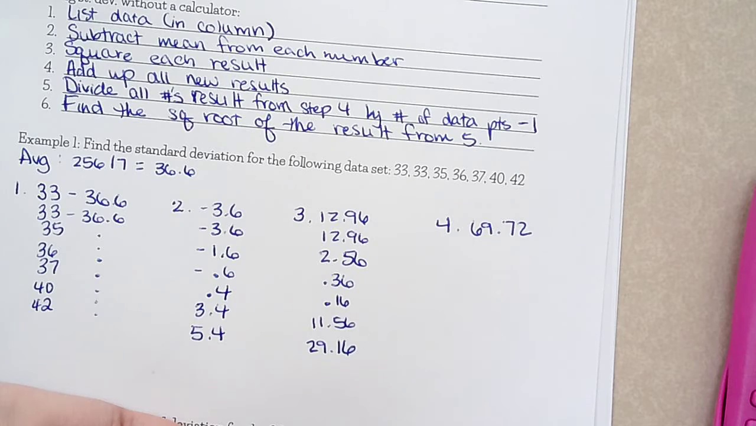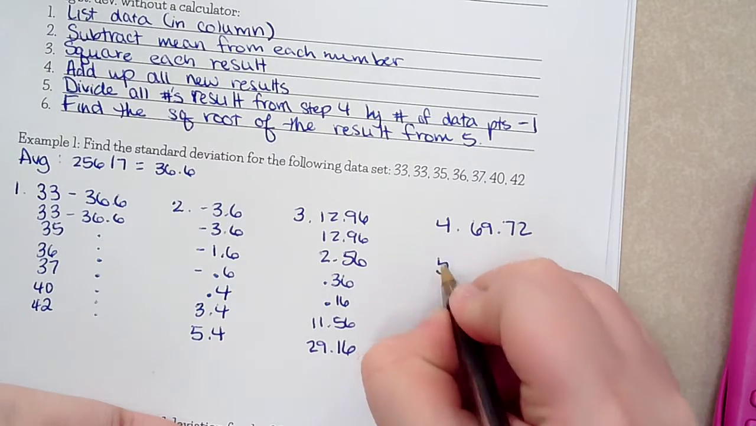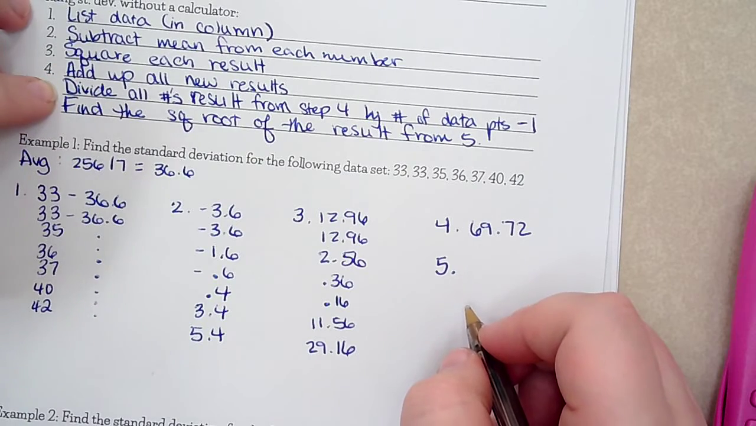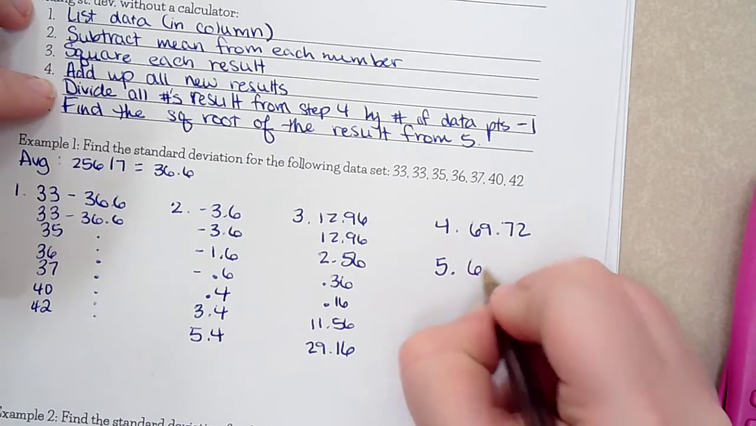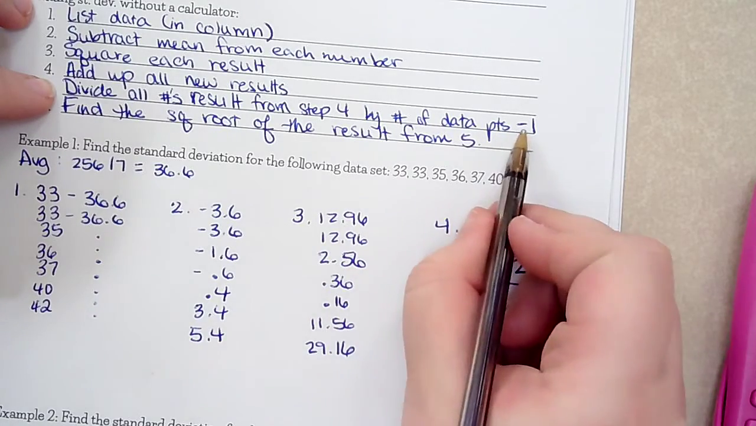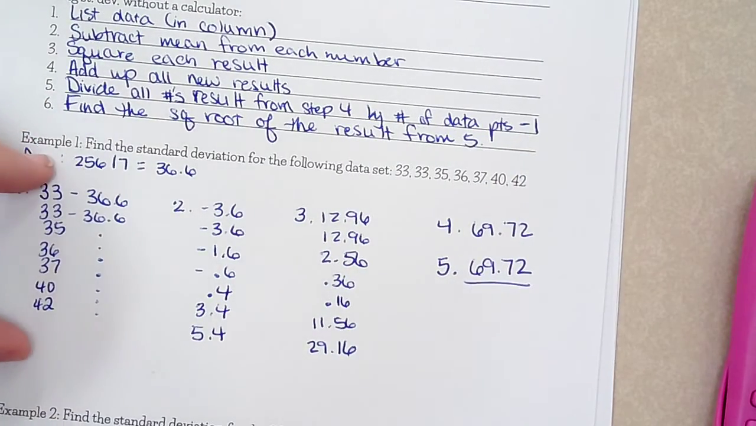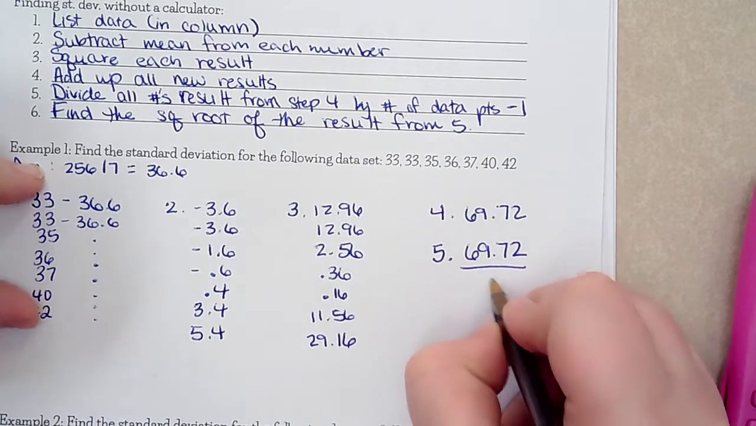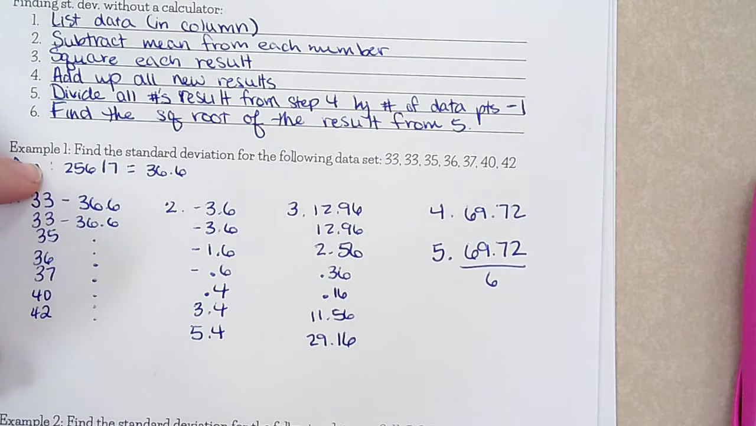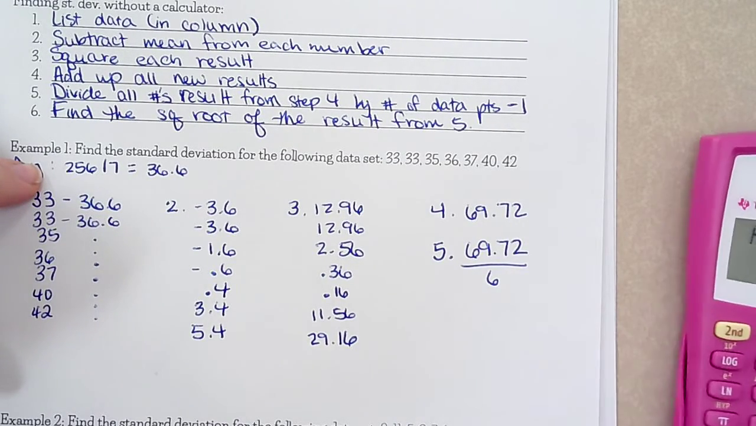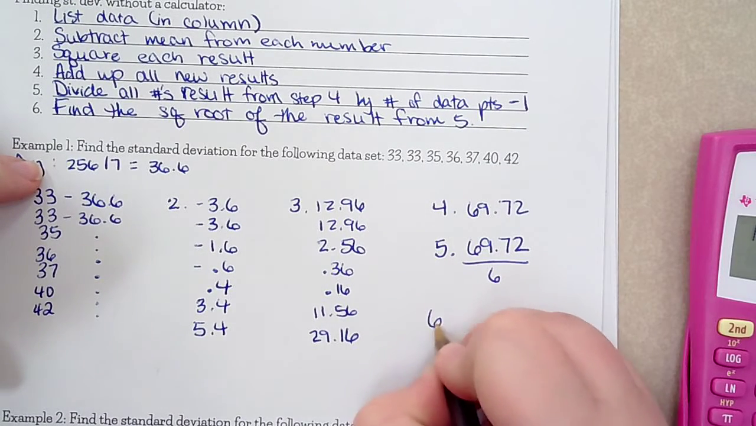My fifth step is divide that by all the numbers result from step 4, so 69.72, divided by the number of data points minus 1. So I have 7 data points, but I actually have to subtract one of those data points, so we're going to end up dividing by 6 to get our final result. When I do that, I get 11.62.